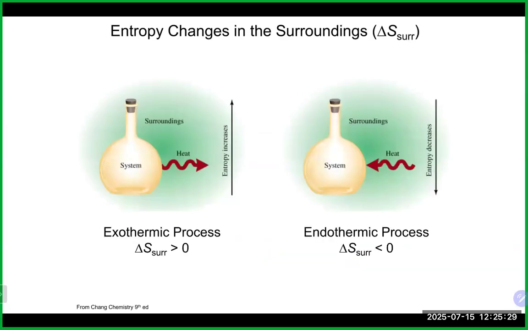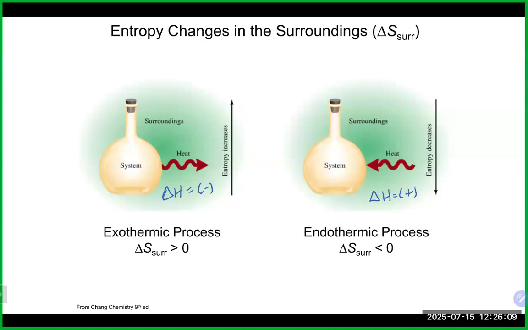All right, so now that we talked about how to calculate delta S of the system, let's talk a little bit about the delta S of the surroundings and what's going on in that situation. Now, in an exothermic process, as we know, heat and energy is released, and our delta H value would be a negative number. And in an endothermic process, delta H would be a positive number as energy is being absorbed by the system.